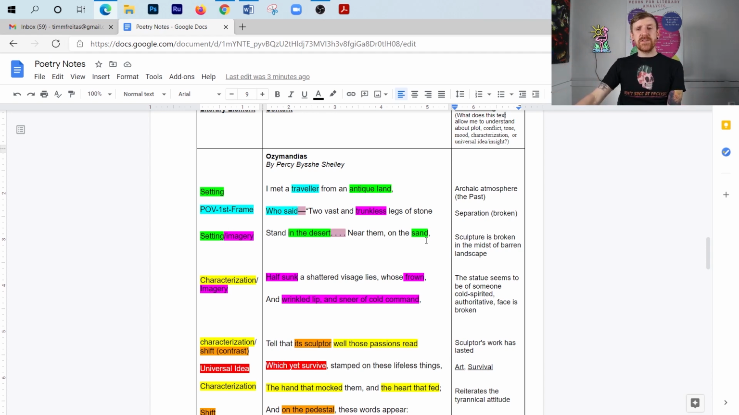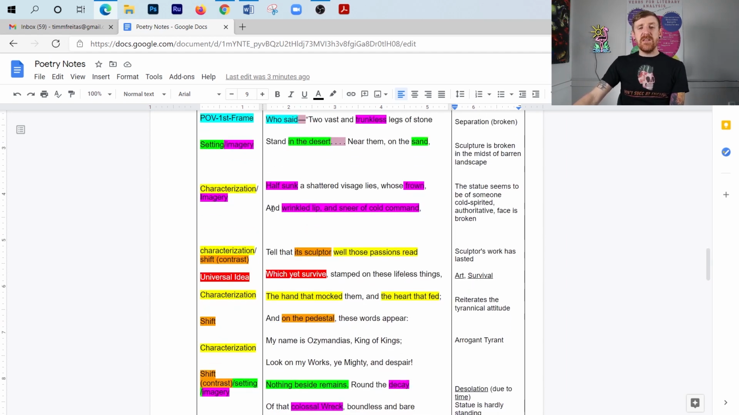And the setting and imagery helps me with that as well. And when I look at the setting and the image here, I've got the sculpture being broken. What do I understand? Oh, there's a sculpture that's broken, and it's in the middle of a barren landscape. This is my understanding here when I look at the setting and the images.